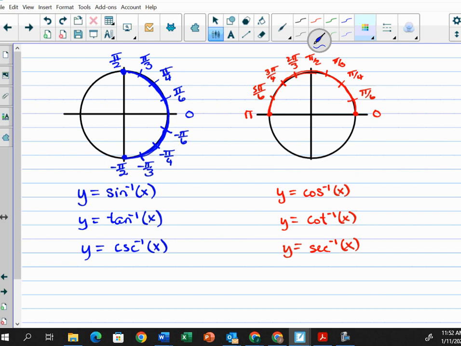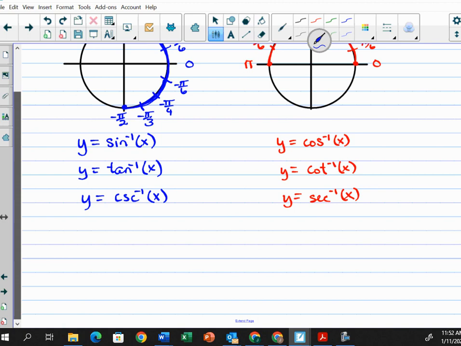All right. We got our circle parts here. We're okay? Let me show you what you actually have to do with this now. You will be evaluating. Let's say I give you inverse sine of negative root 3 over 2.